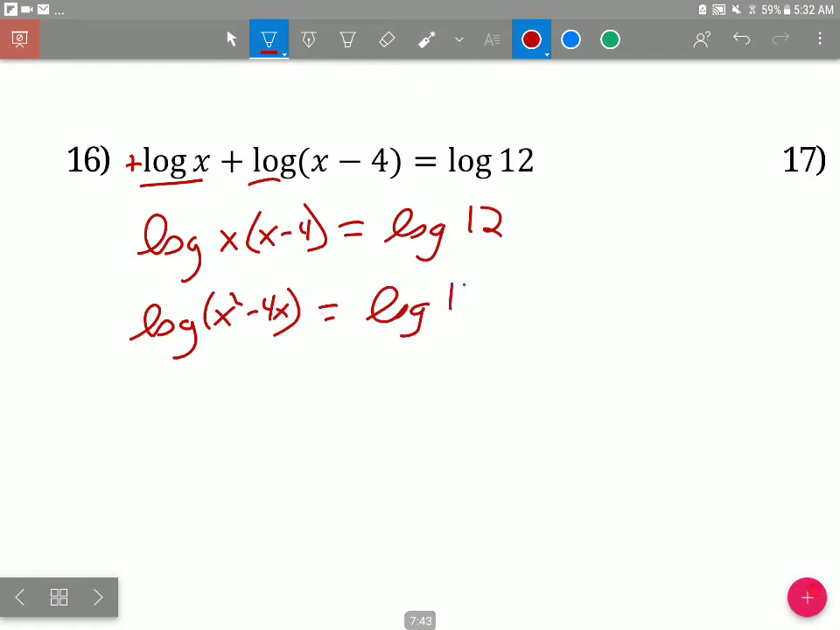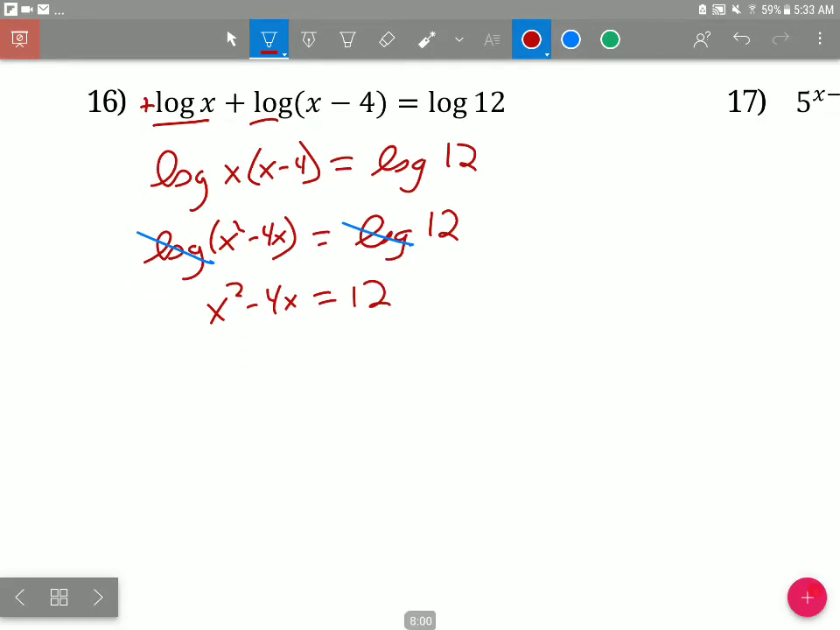And hopefully you can already see where I'm going with this. What we can do is we now can cancel the log. And we get x squared minus 4x equals 12. Now, if we didn't have the quadratic, we would be done real quick, but we do. So this is just like the last problem. Get everything to one side and factor. So you've got x squared minus 4x.